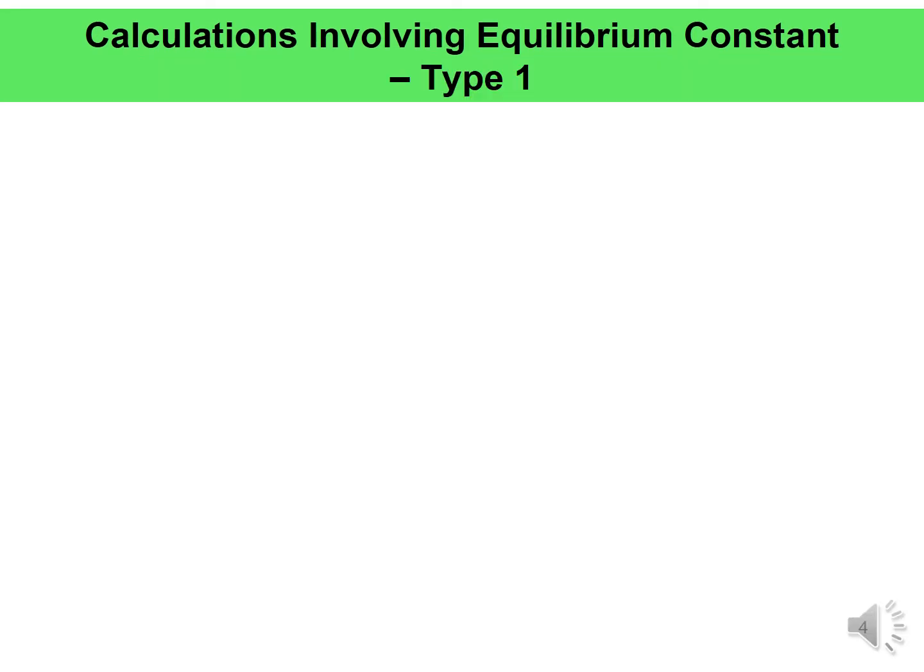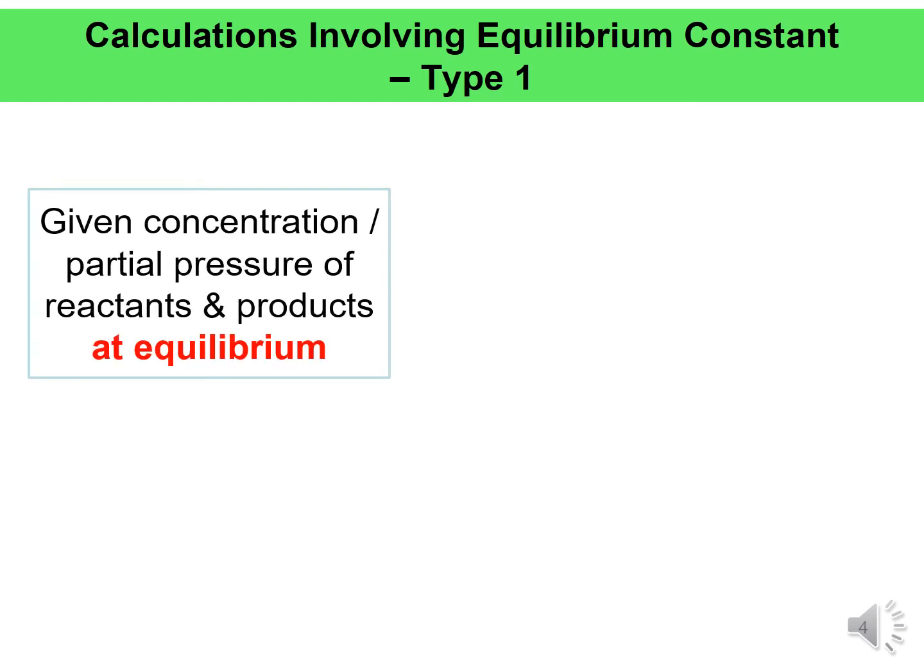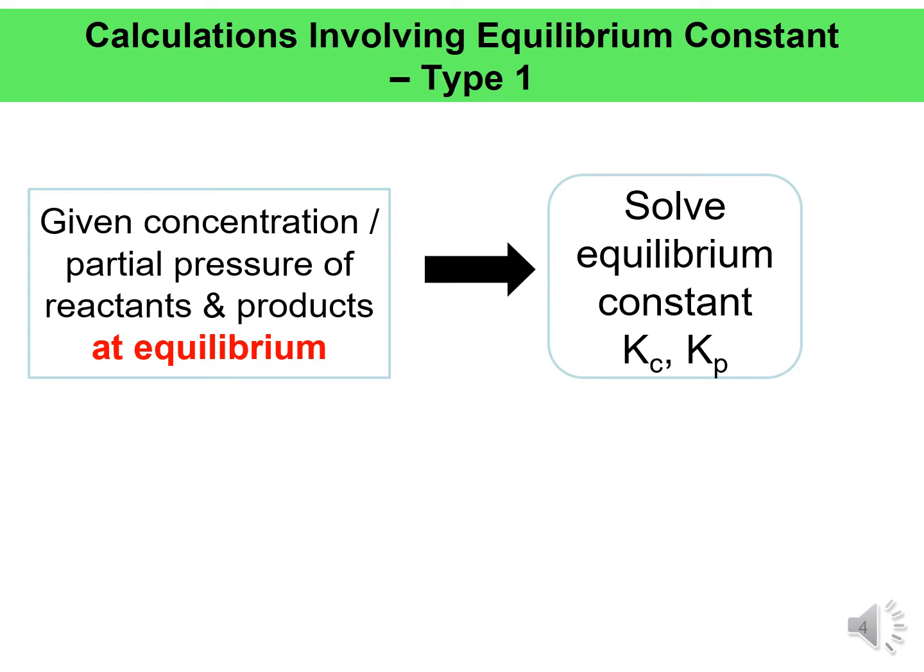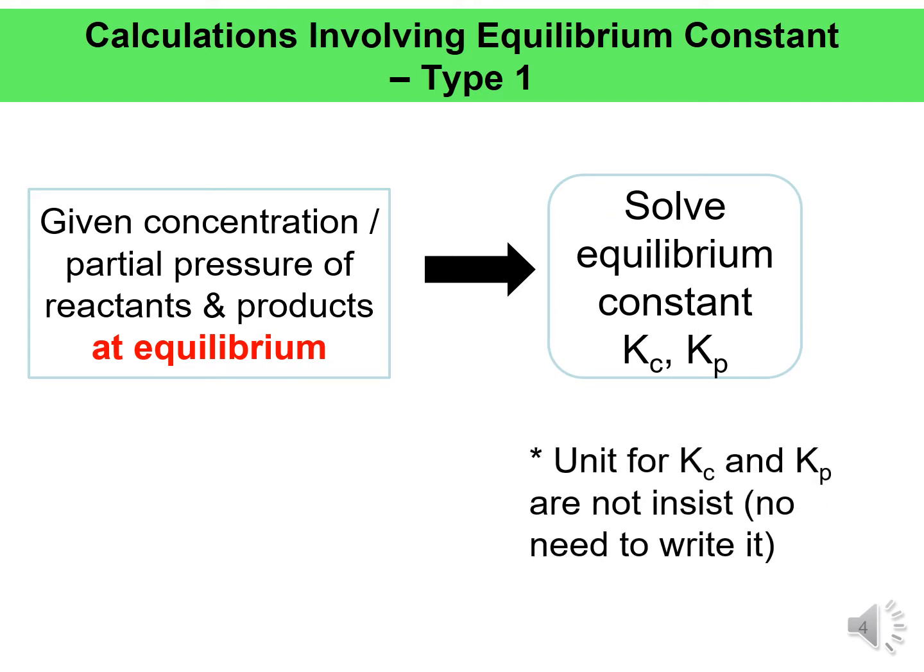For type 1, the concentration or partial pressure of all the reactants and products at equilibrium are given in the question. You only need to insert the values of concentration or partial pressure into the Kc or Kp expression to solve the questions. Remember, in your syllabus, the units for Kc and Kp are not in SI. So the final answer of Kc or Kp is only a value without unit.